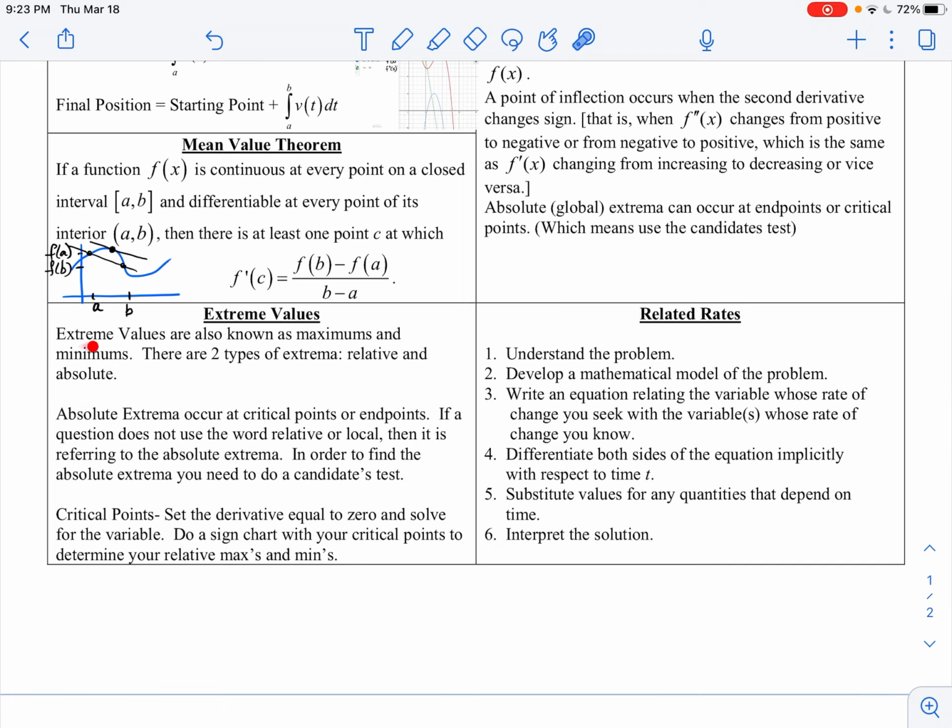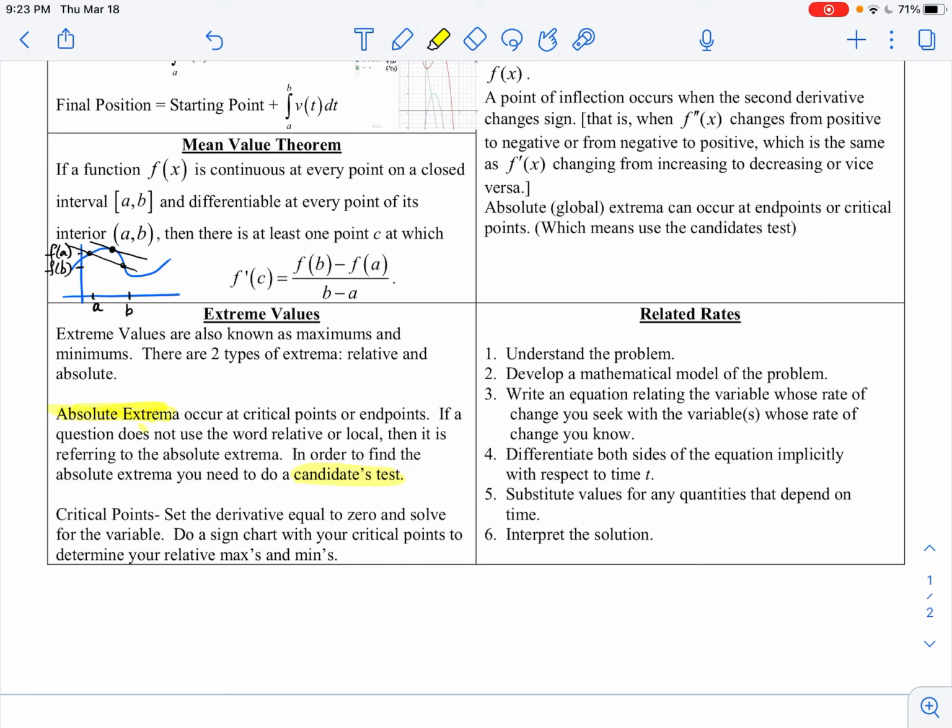Extreme values. These are known as your maximums and minimums. There are two types, relative and absolute. Absolute extrema occur at critical points or endpoints. If a question does not use the word relative or local, then it's referring to the absolute. In order to find the absolute extrema, you'll need to do a candidates test, and you'll need to show that table as justification on the AP exam.